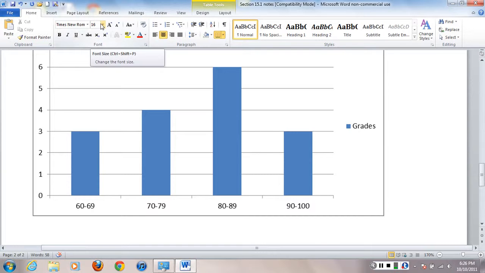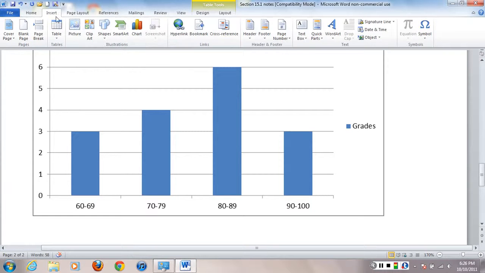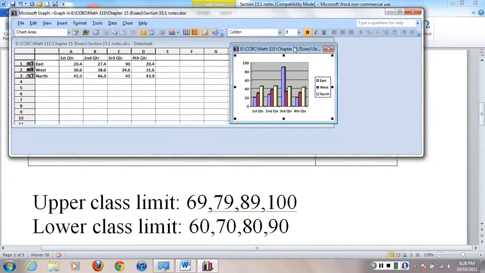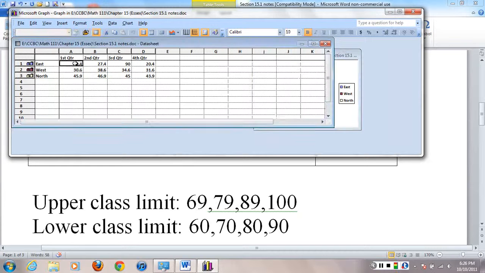Now this is the new Word. It's 2010, so depending on what you have, you want to go to Insert, and then of course, Chart. And it will allow you to enter in your data values over here.